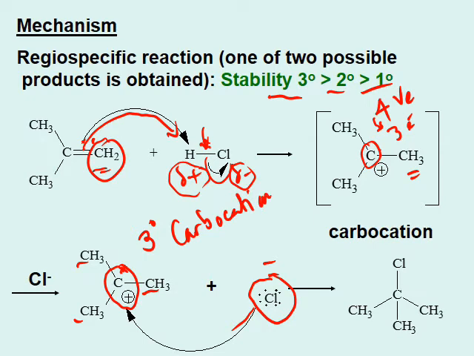Nature always favors whatever is more stable. Since this carbocation is more stable, it's going to exist in large abundance, and that would end up in this product. So we can now explain the basis of the mechanism, Markovnikov's addition reaction.